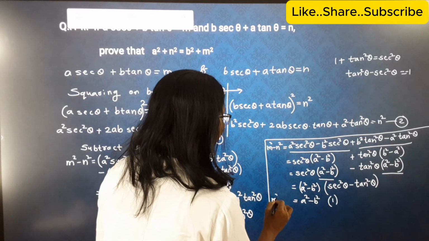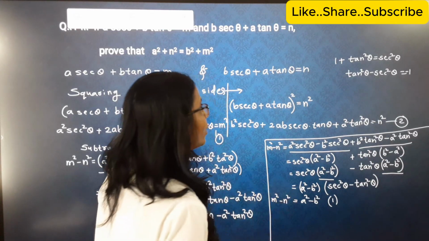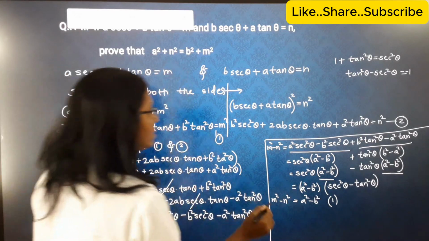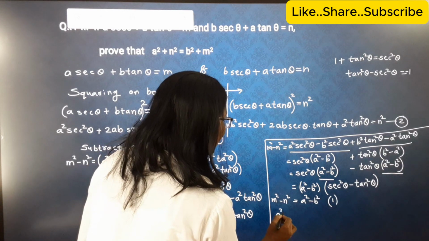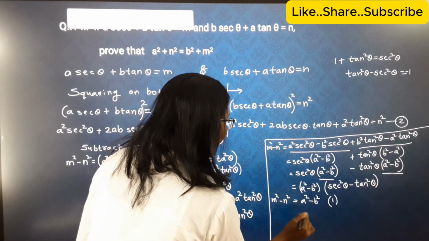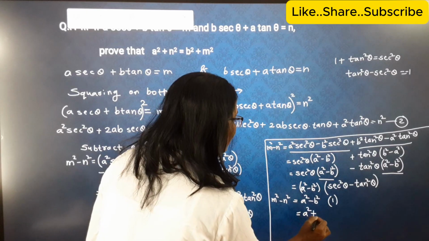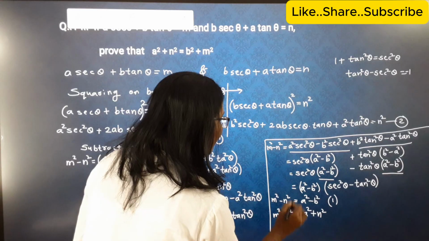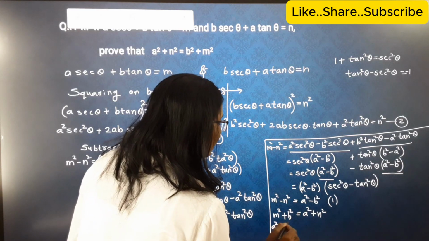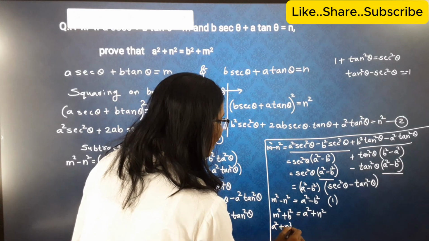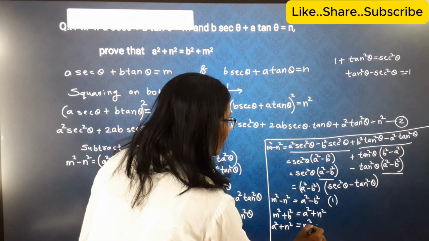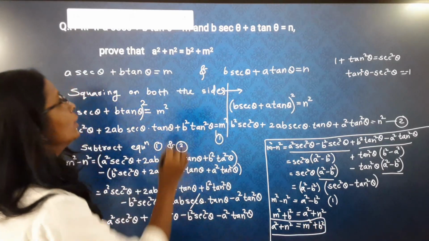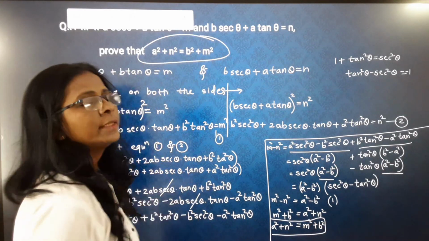So here m square minus n square is equal to a square minus b square. Now rearrange the terms as we want: a square plus n square on one side, and m square plus b square on the other. Then again change the position. So a square plus n square is equal to m square plus b square. Okay, in such a way we can prove this.